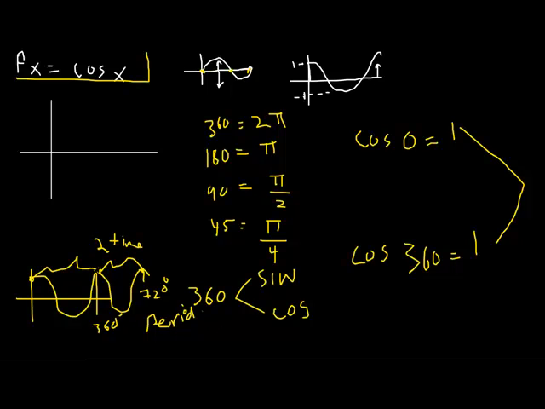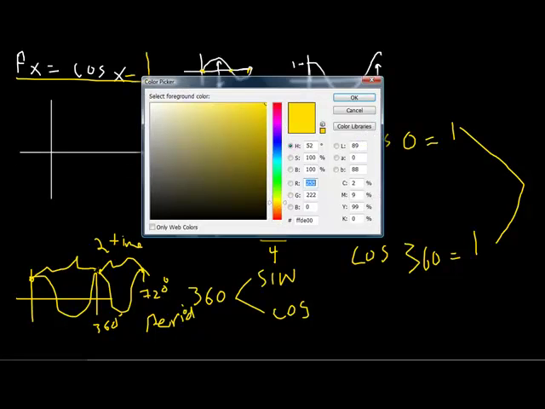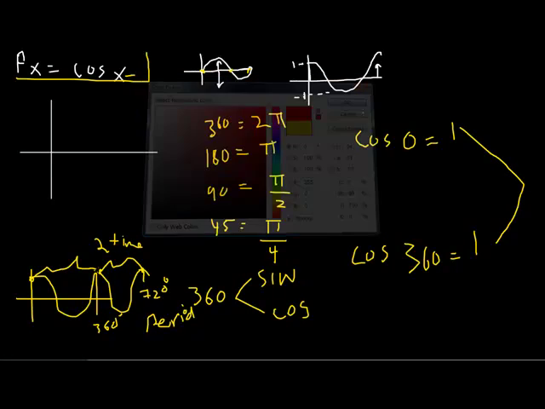So a period tells you how long one cycle takes, which for now is 360, because we don't have a horizontal stretch right now. It's just a simple graph of cos of x. So now we know that cos of 0 is 1. We know that cos of 360 is 1. Now let's do half of that. Half of that is cos of 180.